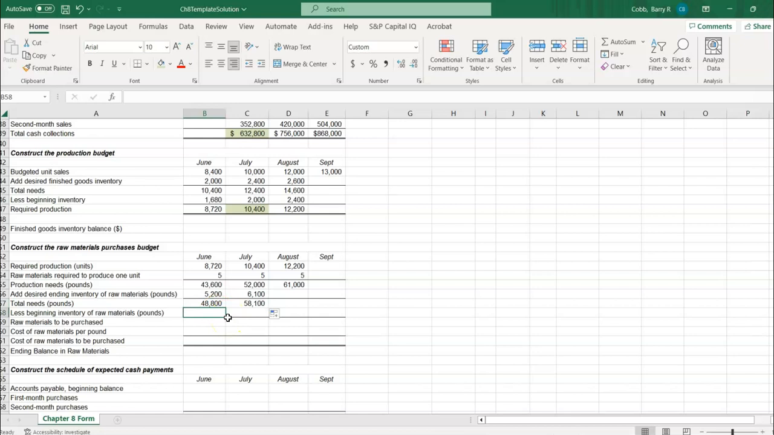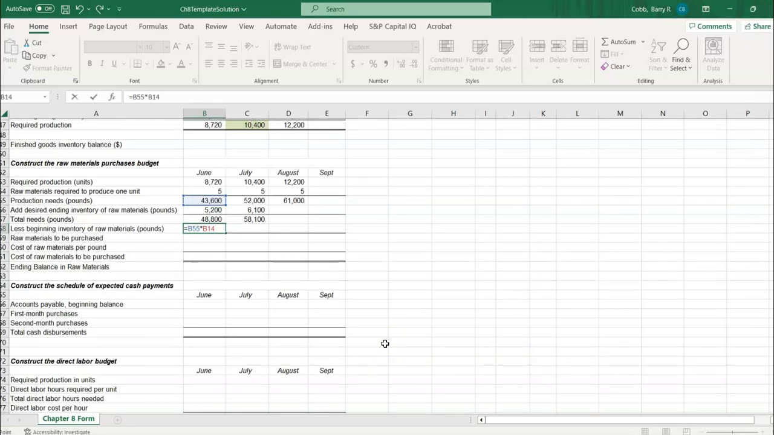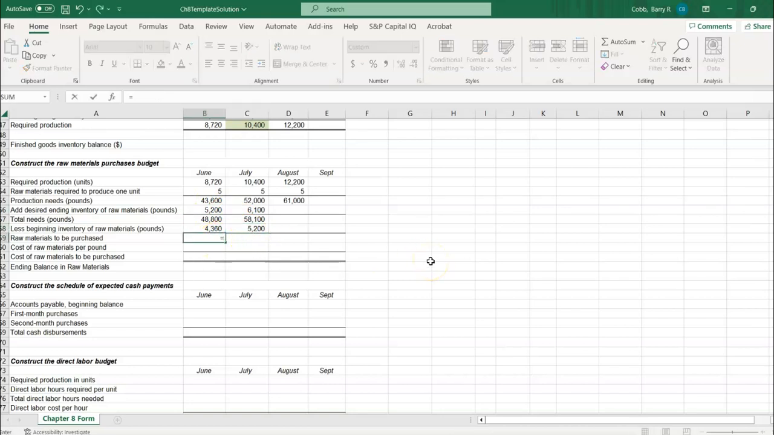Okay. Now, we would have expected also that as we planned last month, we would have had 10% of our current month's production needs on hand. So we'll multiply the current month's production needs to get what we would have expected to have in beginning inventory. Now, this could also just be given as an assumption of the problem, but in this case it wasn't. So we'll have to assume that we would have met that 10% requirement. So we can see that what we're projecting for ending inventory in June, we expect to be the beginning inventory in July. And so we would take the total needs minus the beginning inventory to get the cost of materials to be purchased.